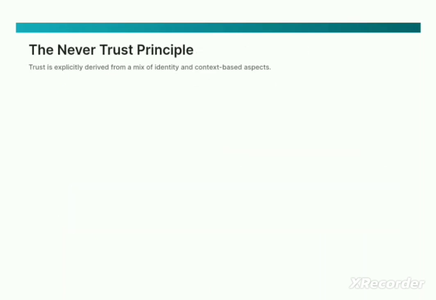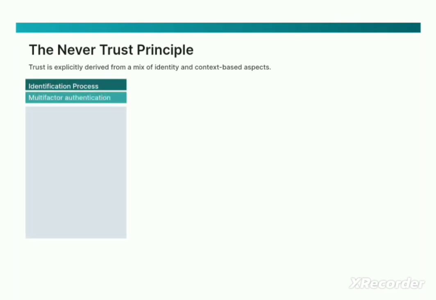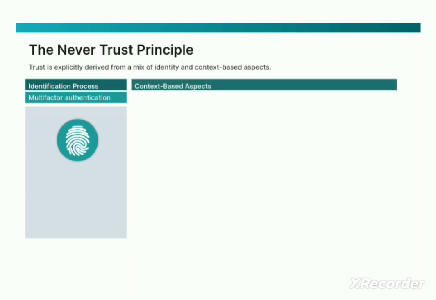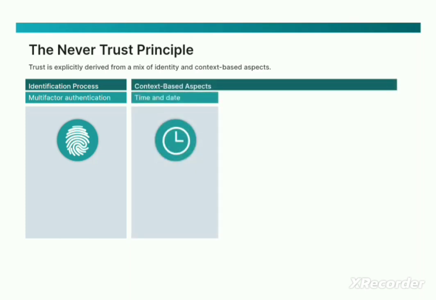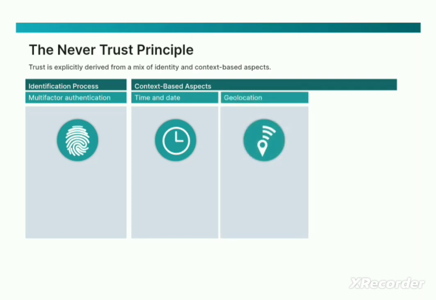There are a number of things you can do to fulfill the never trust principle. One is to demand the identity of users and devices on an ongoing basis. The identification process can be strengthened using MFA. Restrictions to access the network and resources can also be context-based, meaning that they're based on the time and date of the request, the geographical location of the device asking for access, and the security posture of the device.